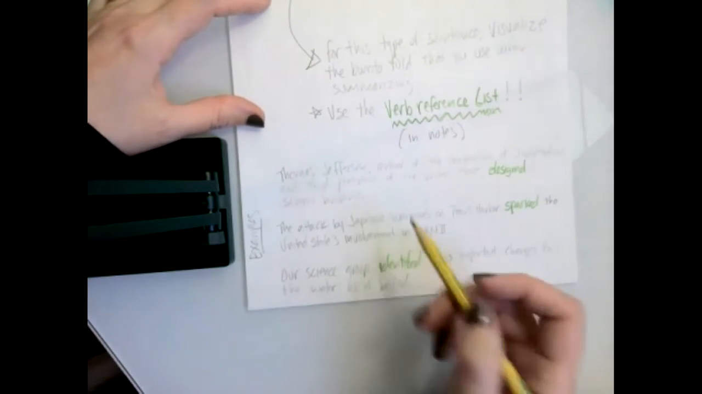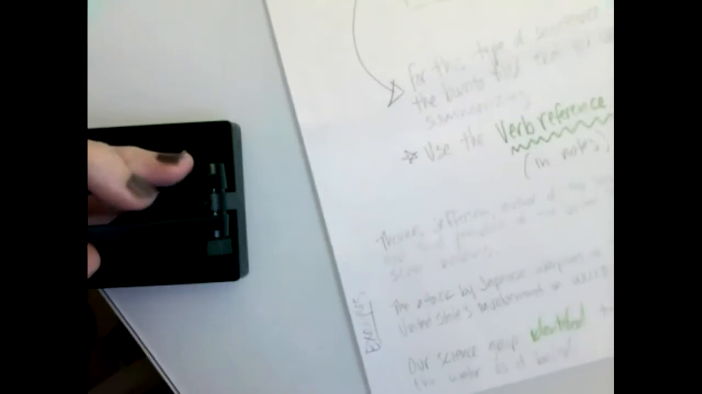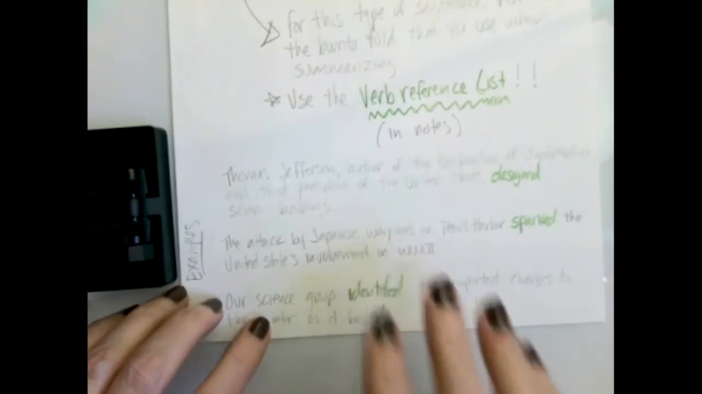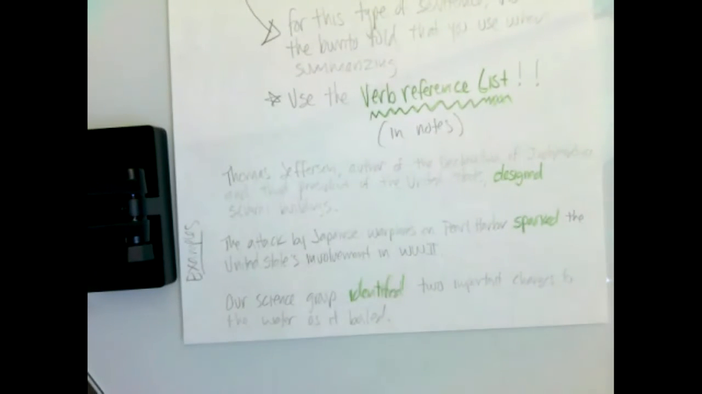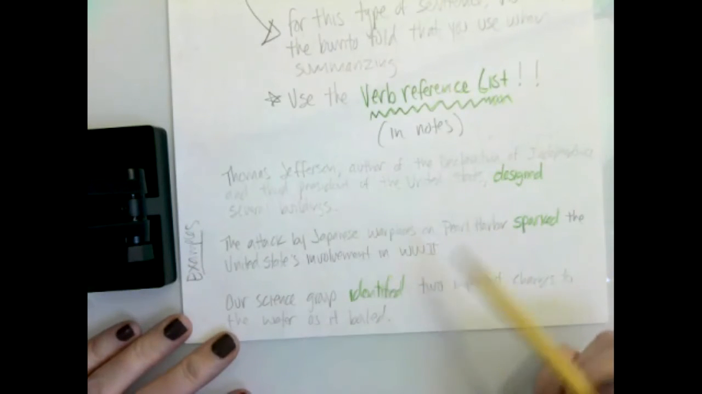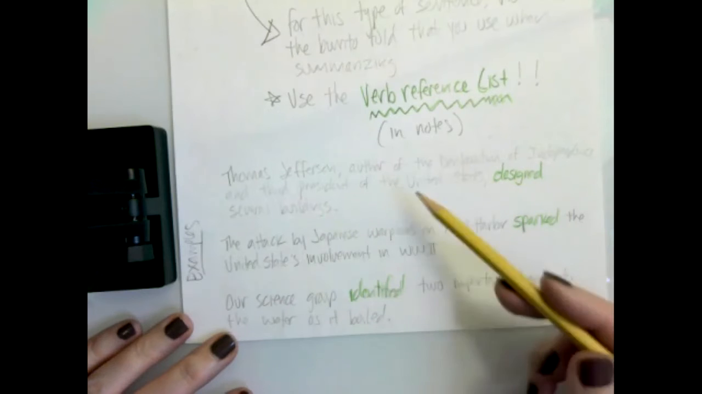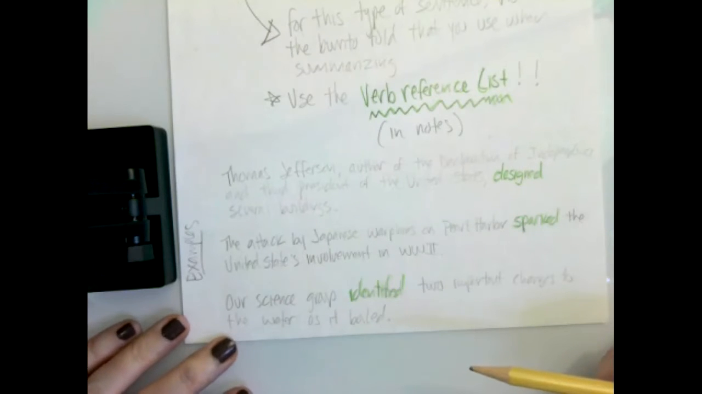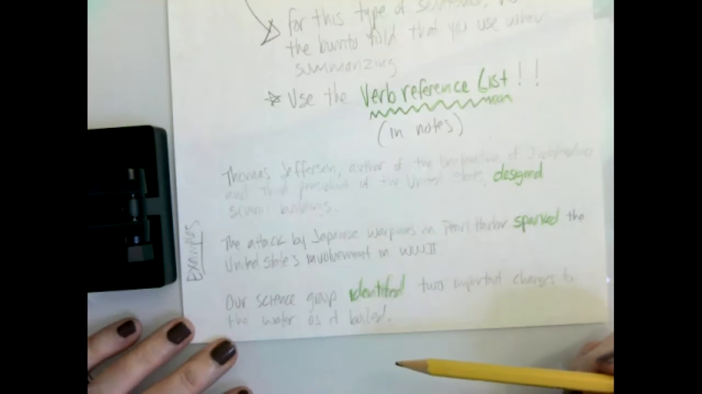Okay, then here are some examples, and this is probably really tricky to read. Let's see if I can make this a little clearer for you. I don't know, I'll read it to you, but here's some, did I pull these examples from here? No, I did not. Okay, so I'll just read these examples to you. Thomas Jefferson, author of the Declaration of Independence and third president of the United States, designed several buildings. So what would this paragraph be about? Would it be about Thomas Jefferson's life? No. Would it be about Thomas Jefferson's presidency? No. Would it be about his childhood? No. It would be about the buildings he designed.